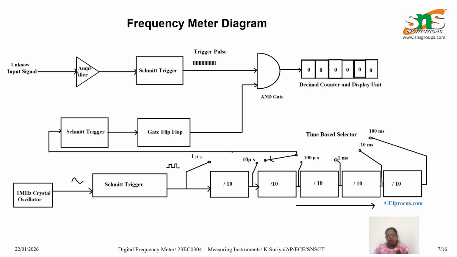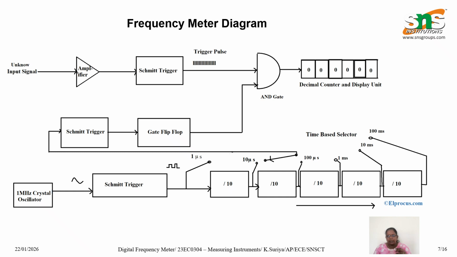The next section is the gate circuit. The gate opens for a fixed interval controlled by a time-base circuit. During this interval, pulses are allowed to pass into the counter. The counter counts the number of pulses received. Finally, the display unit shows the counter value as the frequency measurement. Because the reading is displayed digitally, there is no parallax error and the measurement becomes more accurate and easy to understand.